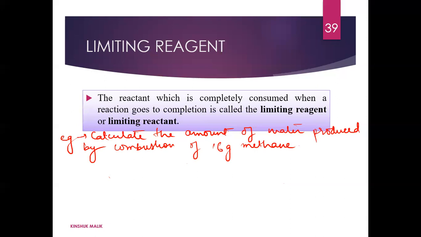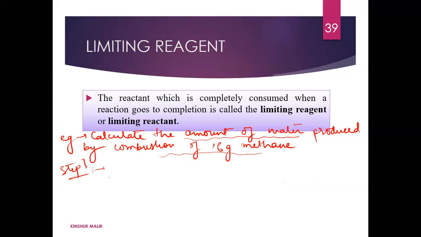And then later on, you can convert it into mass, volume or number of particles, whatever is asked in the question. Okay. So here it is asked that you have to calculate what amount of water will form when 16 gram of methane is burned or combusted. So the first step is that you have to write the chemical reaction.